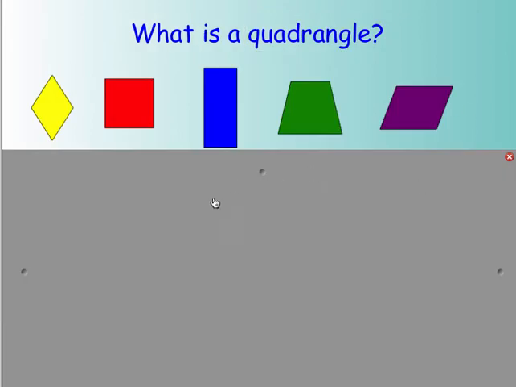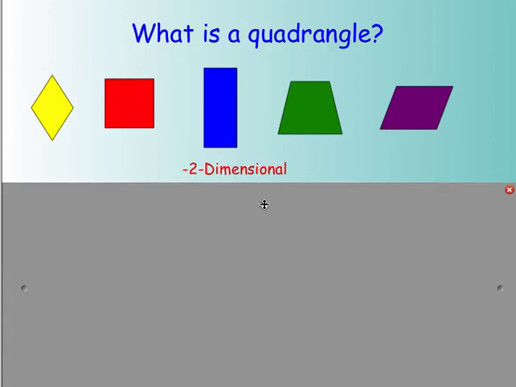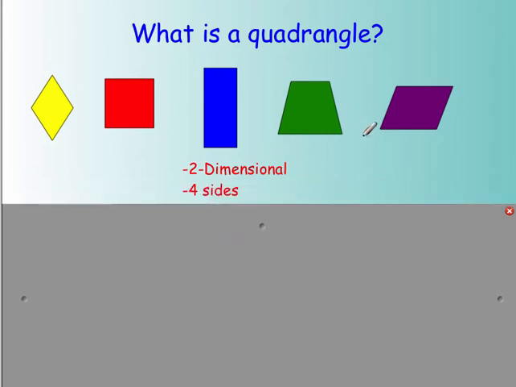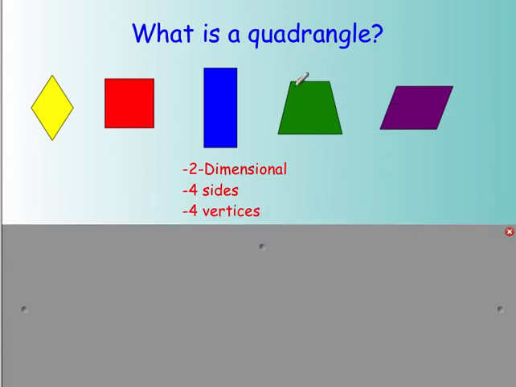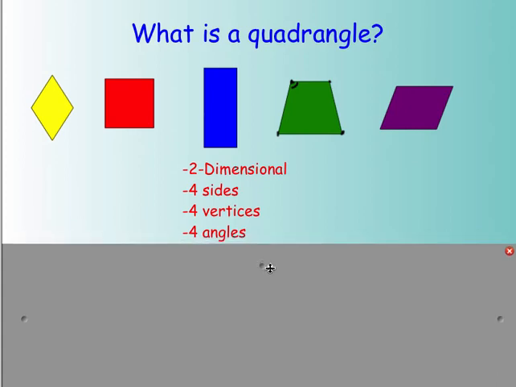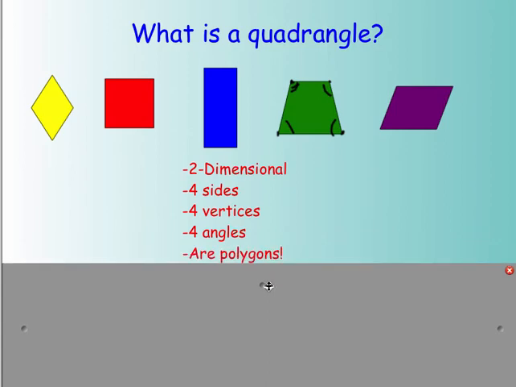So quadrangles have some very special properties. Number 1, they are 2-dimensional, meaning that they have height and width, but they are not thick. All quadrangles or quadrilaterals have 4 sides, as we just talked about. They also each have 4 vertices, those little points in the corner, or where 2 sides meet. They have 4 angles. And they are polygons. Poly meaning many, angles.